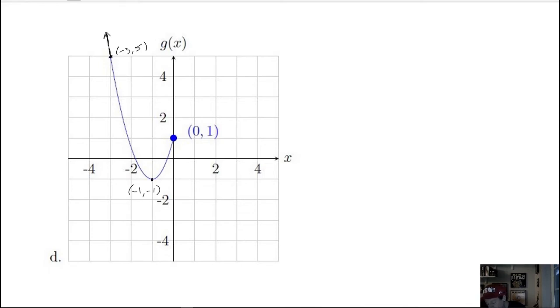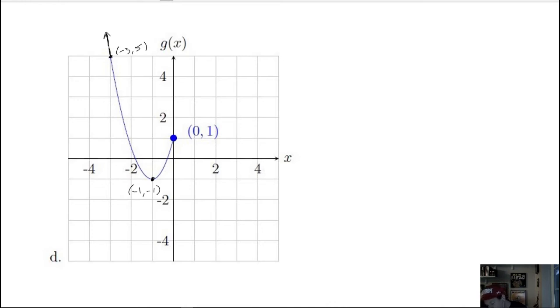And then on the right side from the vertex, as it goes up and to the right, it stops at the point 0, 1, and we do include that point 0, 1 as part of the graph. It's a closed circle, not an open circle.